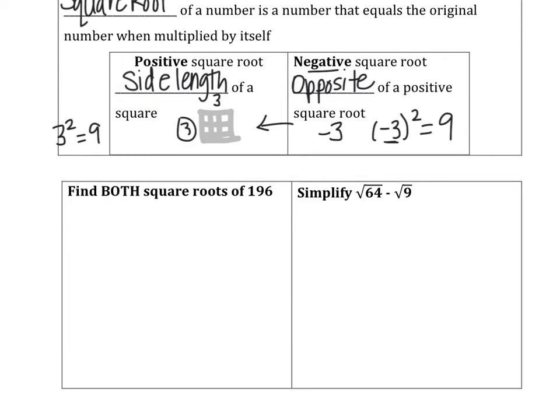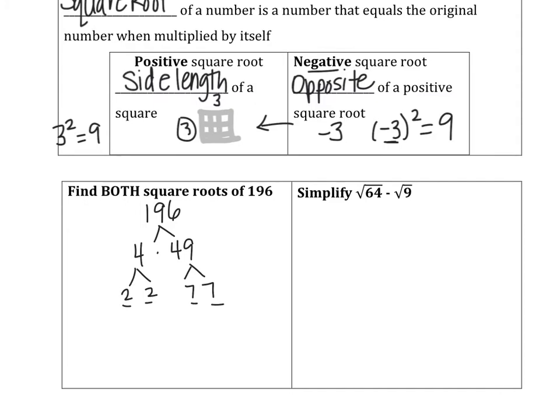Find both square roots of 196. If we were to take 196, we're going to have to factor it out. We're going to take a factor tree. The factors, let's see, we can break it down: 4 and 49. 4 times 49 is 196. This breaks down to 2 times 2, those are both prime, and 7 times 7, those are both prime. So we have it down to its primes.